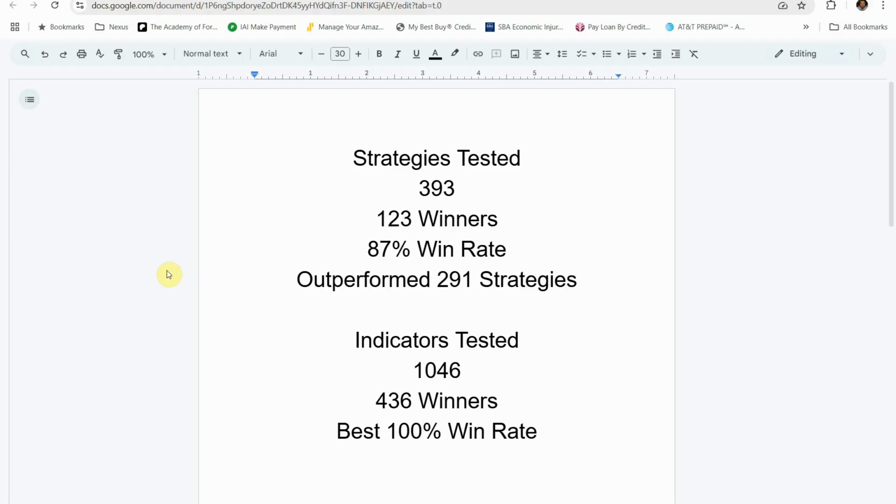Alright, as I said, today we will be testing a crypto scalping strategy. Before we do though, I wanted to put the testing scoreboard up for everyone to see. So to date, we have tested a total of 393 different strategies, with 123 of them being winners. The best one so far was able to achieve an 87% win rate. That was achieved using the Academy of Forex indicator. And so far, since we've been keeping track, it has outperformed 291 of the other strategies that we've put it up against, every single one so far. We've also tested a total of 1,046 indicators, with 436 of them being winners.